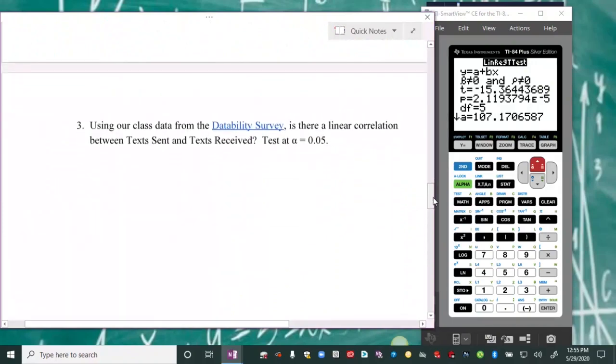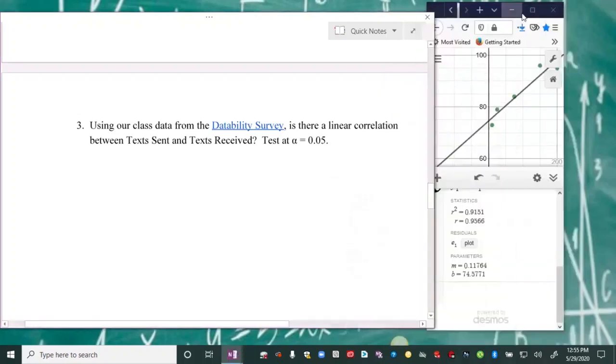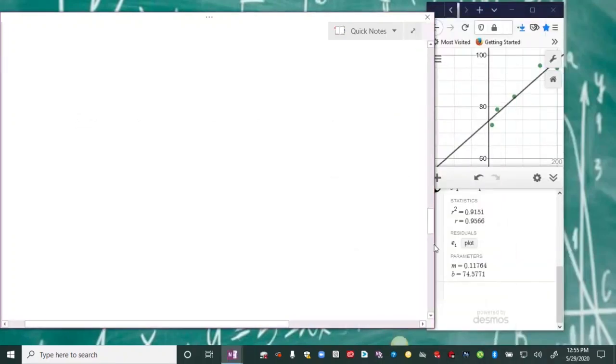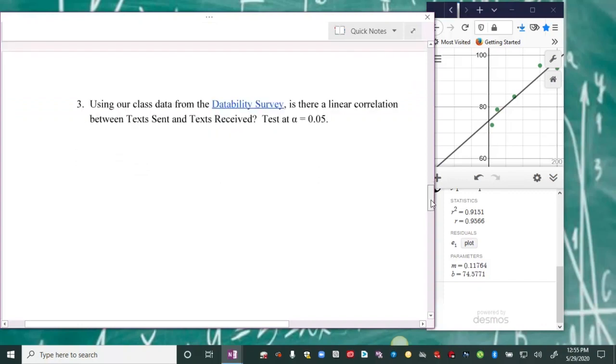Okay, next example. So for this next one, I'm not going to use my calculator because I'm going to have a big data set. I want to use the values from our Datability survey to test to see if there's a linear correlation between texts sent and texts received. So as I set this one up, first of all, hypotheses are the same every single time. I don't even need to read my test to put my hypotheses together. I know it's going to be either rho equals 0 or rho does not equal 0. We're going to do this one using R values.